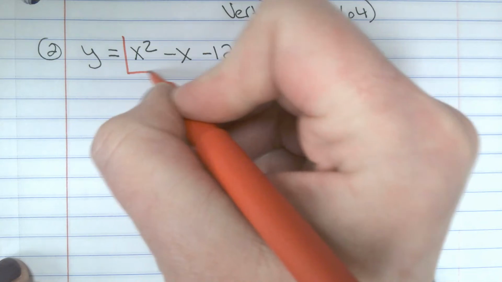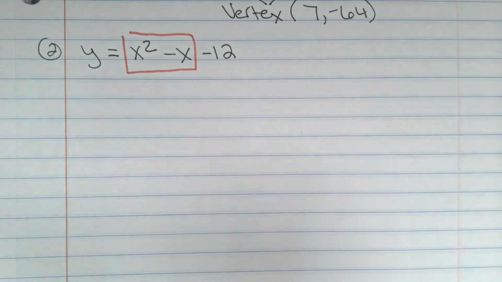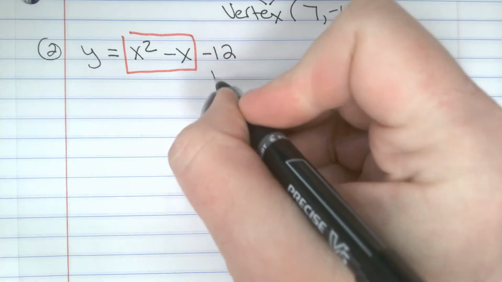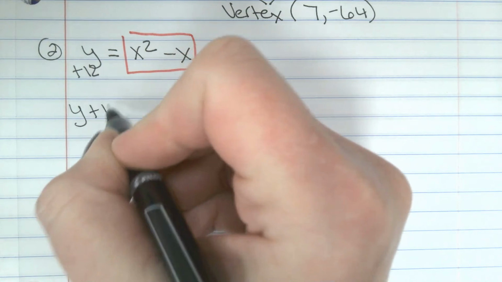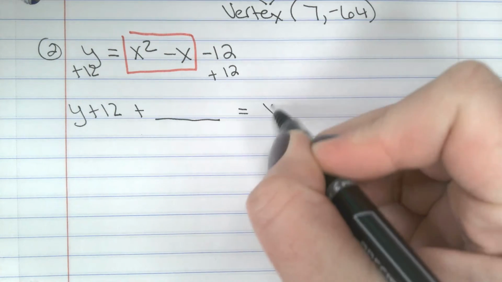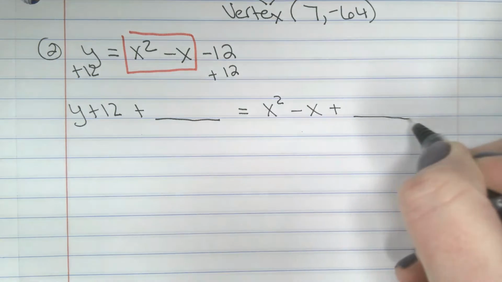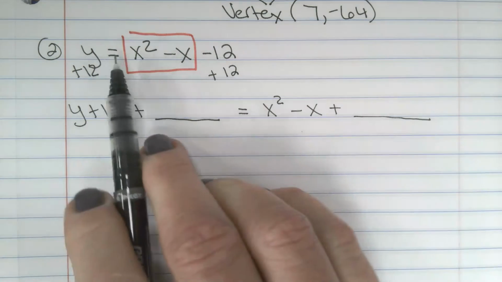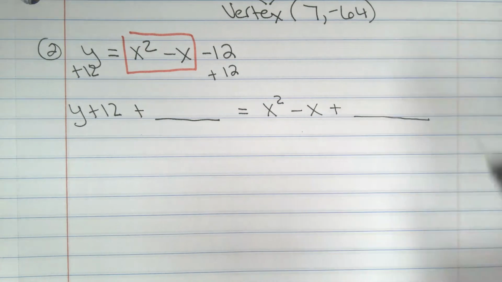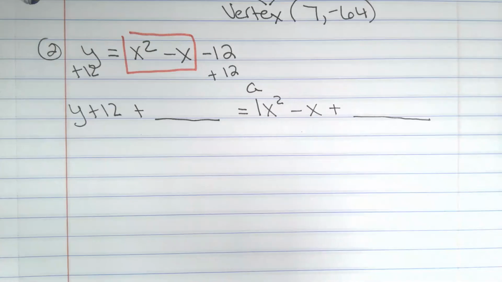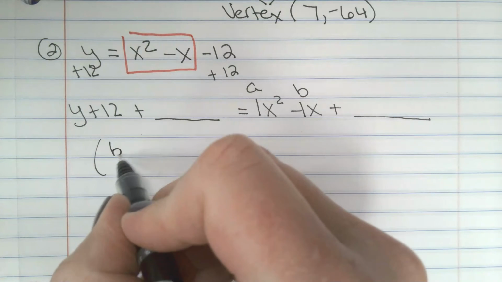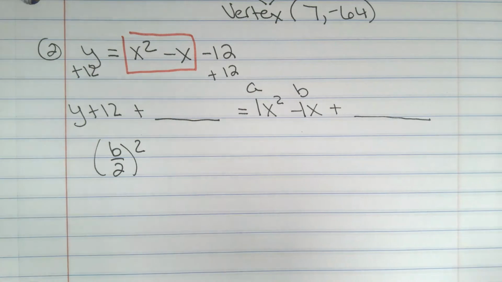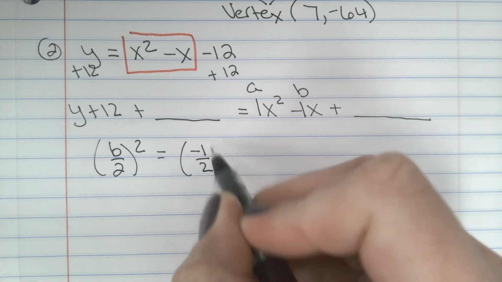So once again, I want my x's on one side all by itself. So the first thing I'm going to do is I'm going to add 12 to both sides. I have y plus 12 plus blank equals x squared minus x plus blank. So I need to figure out what value goes in the blank right here. So there's an invisible 1, and there's an invisible 1 right there. So to figure out what goes in the blank, you do b divided by 2 squared. And in this case, b is negative 1.